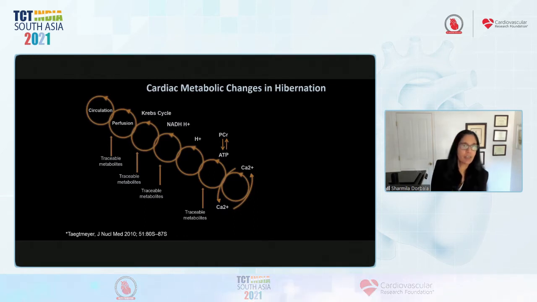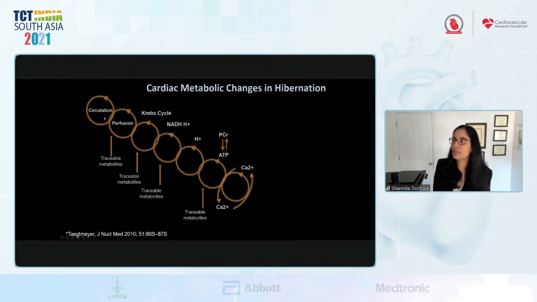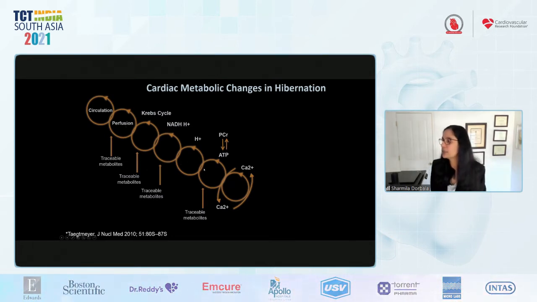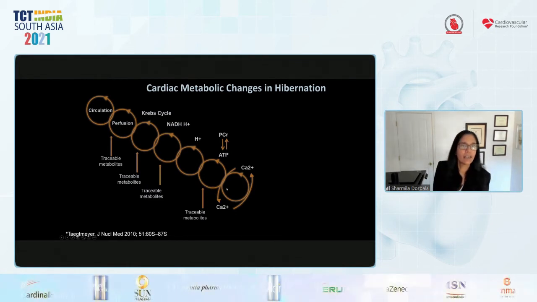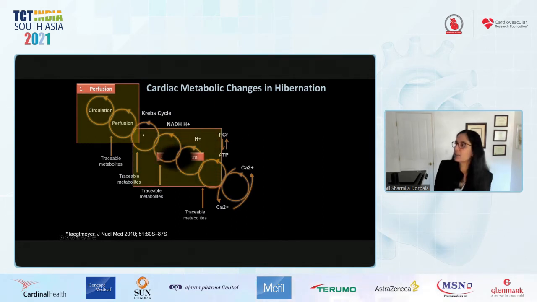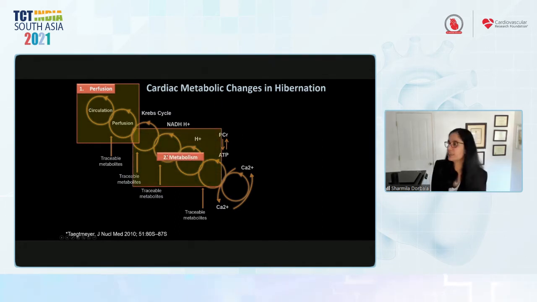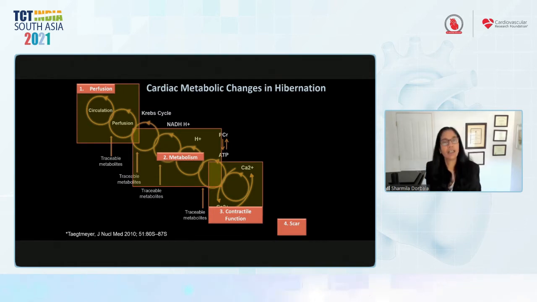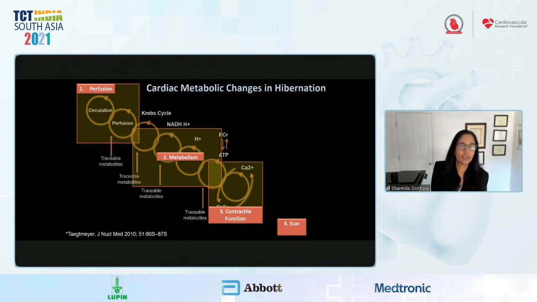So what are the cardiac metabolic changes in hibernating myocardium? The primary pathology in ischemic insult to the heart is a problem with circulation or perfusion to the heart muscle. That leads to a series of changes in metabolic processes which eventually result in contractile dysfunction. So perfusion abnormalities are initial changes, metabolic abnormalities are subsequent changes, and contractile function is a late change in the process of ischemic dysfunction. And of course, scar indicates irreversible change.